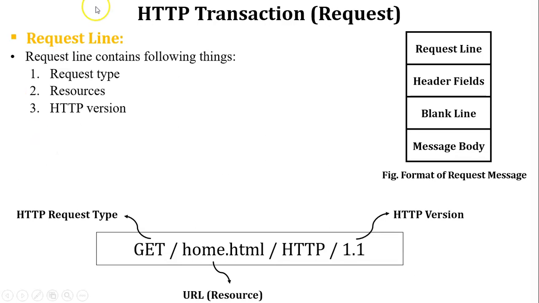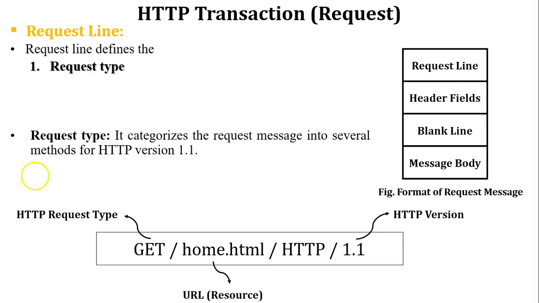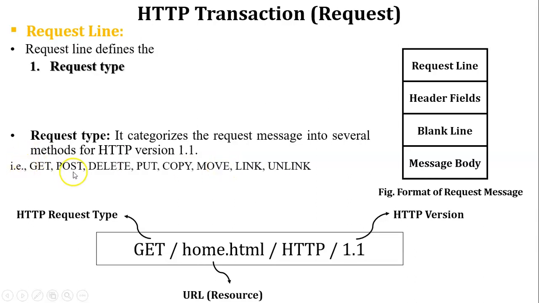So now let us discuss all the components one by one. The first component is the request type. The request type categorizes the request message into several methods for HTTP version 1.1. The methods are like get, post, delete, put, copy, move, link or unlink. So there are a number of methods available in the full request type. In the simple request, get, post and head methods are used.